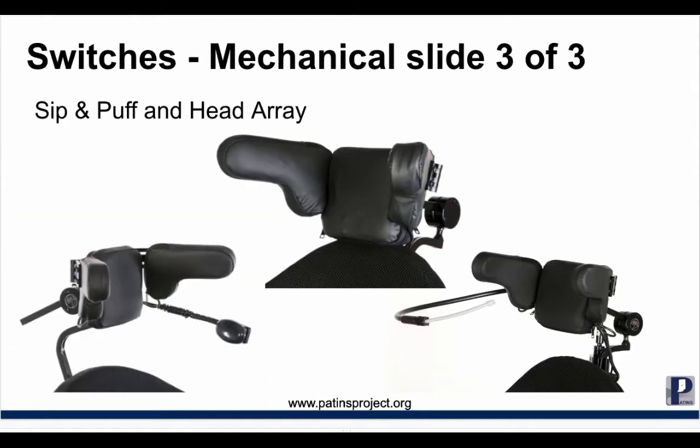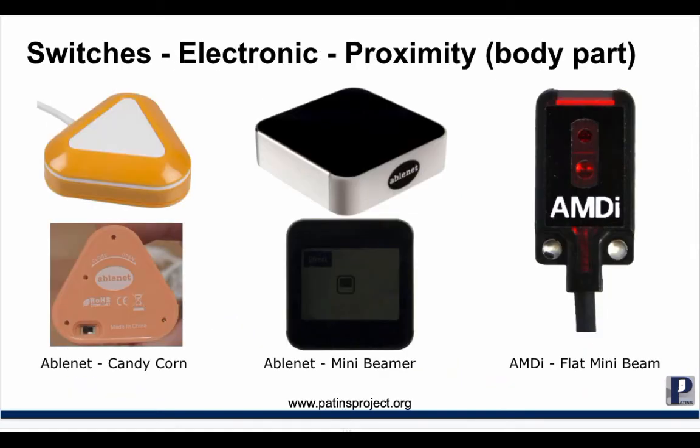Then you have switches that go in the head array of wheelchairs. You can drive with switches in here, additional switches for different things, and sip and puff for driving. There are some electronic switches. Electronic switches need a battery or power source. This is a proximity switch called the candy corn. So you come close to it, it's like you're touching it. Somebody that can just barely raise their finger up, you could put this right above their finger so they just barely raise it up a little bit, or just move their head a tiny bit.